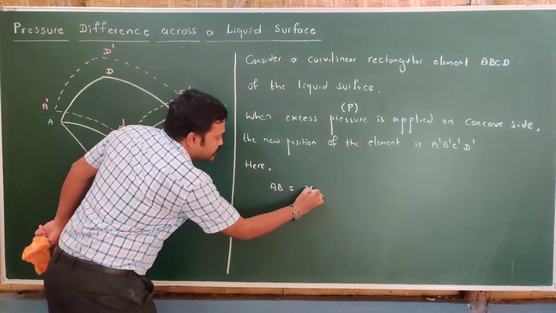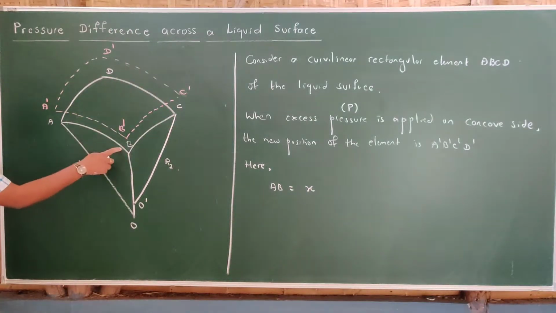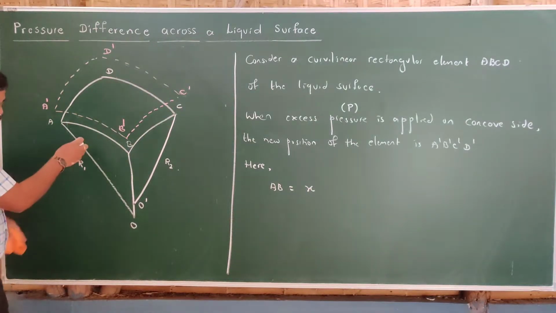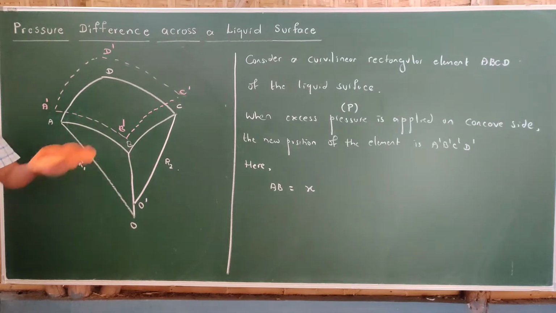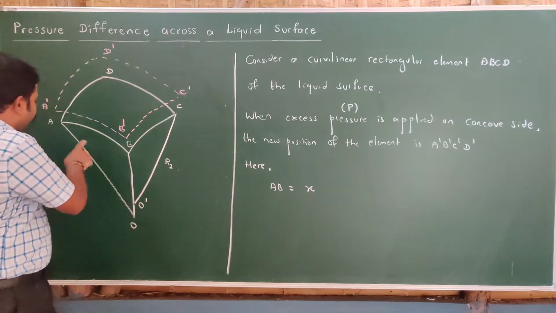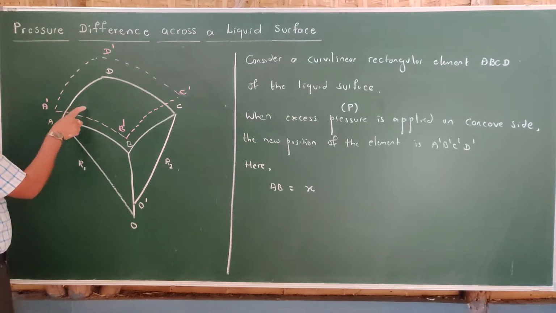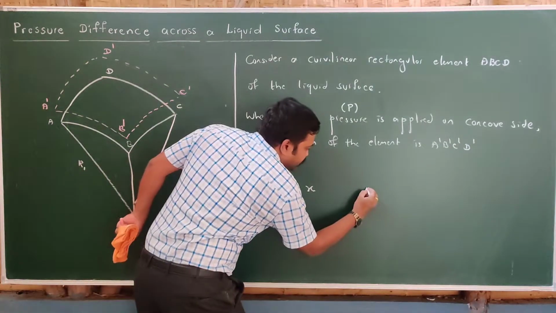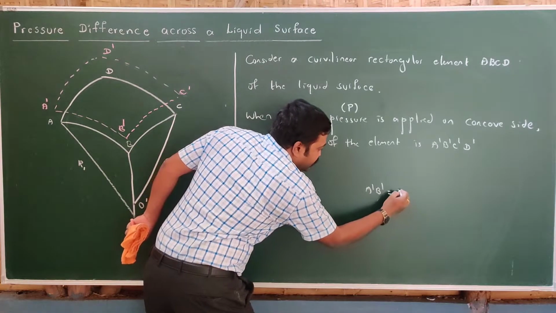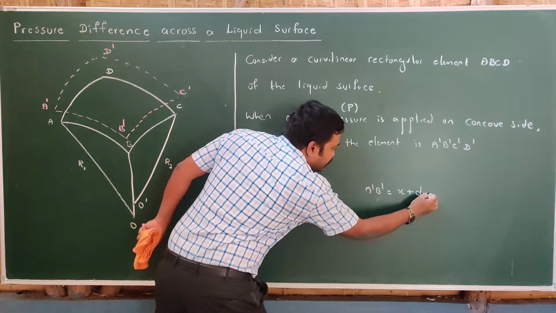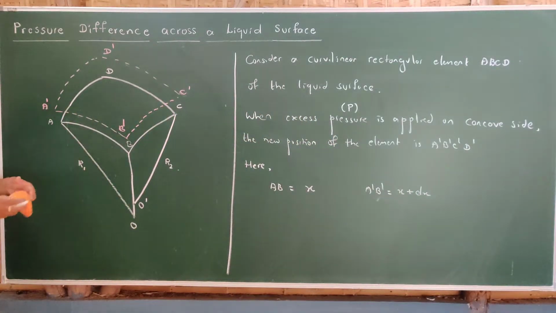AB, let me take it as X. How much is AB now here? Let me take it as X. If I apply the pressure, the area will increase, right? So if this is X, what is A dash B dash? Shall I say like this? A dash B dash is X plus dx, because there will be an increase in this, right? If I apply the pressure, the area increases.